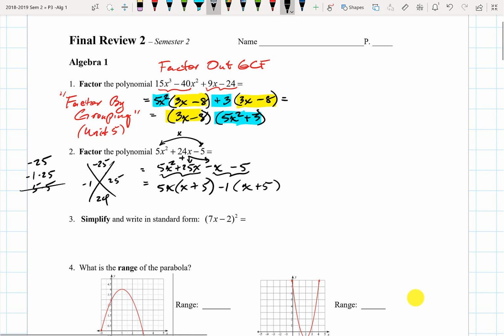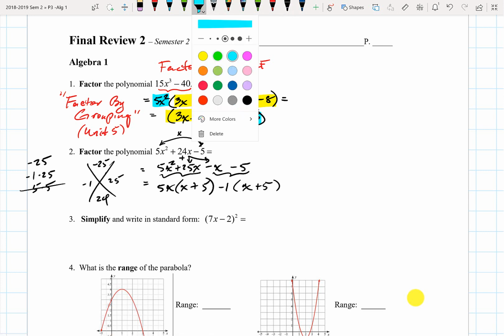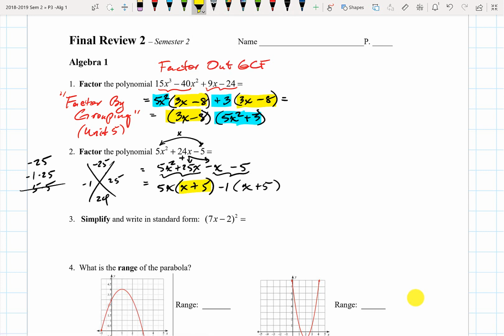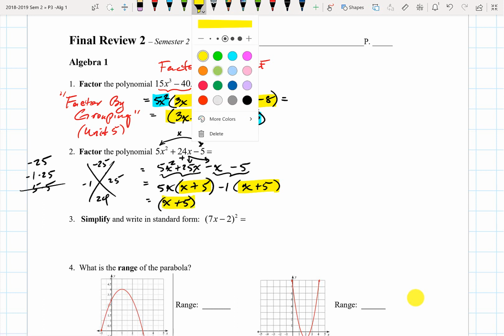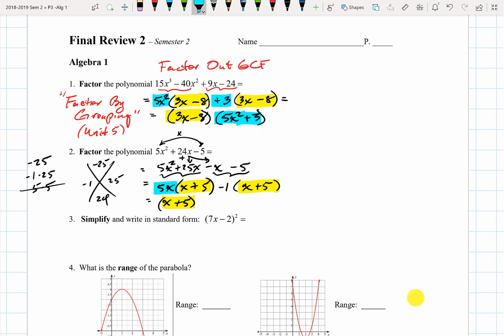And remember that these binomials have to be the same in the factor by grouping technique, okay? Otherwise, it's not factorable. So that last result is x plus 5, your common binomial. Let's highlight that. That's the common binomial multiplied by the remaining factors, which in this case is 5x minus 1.